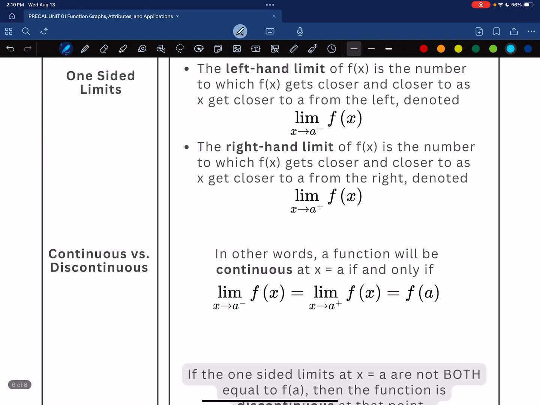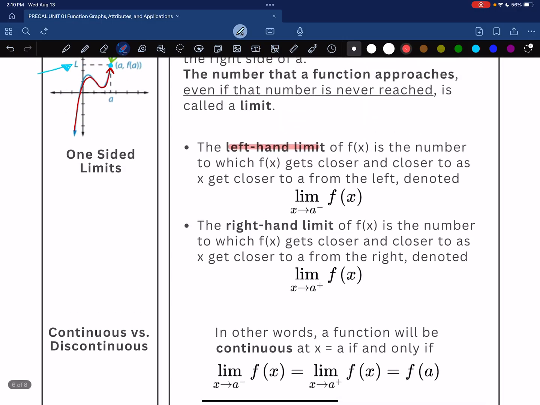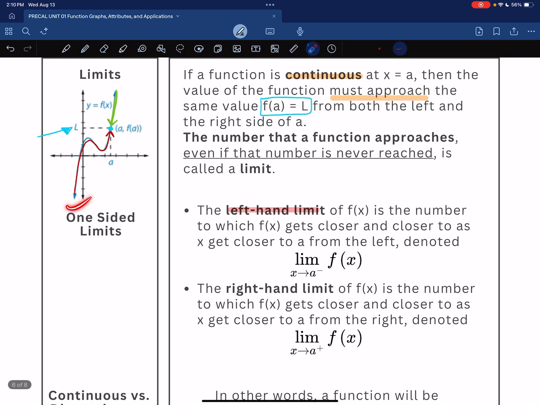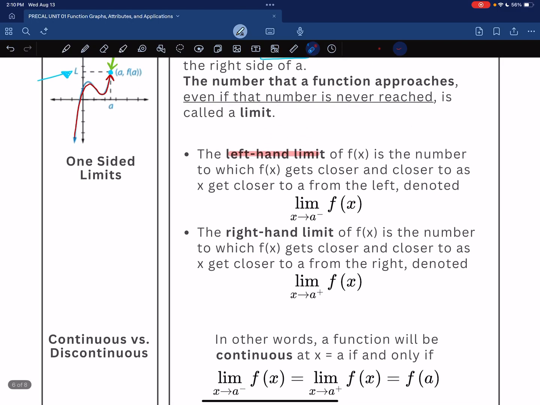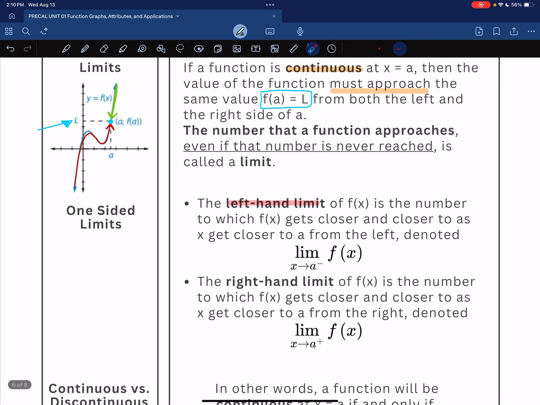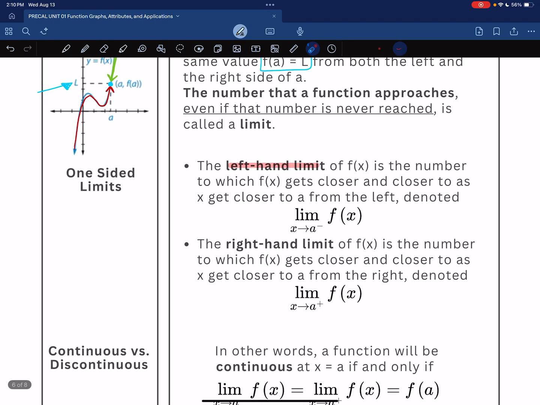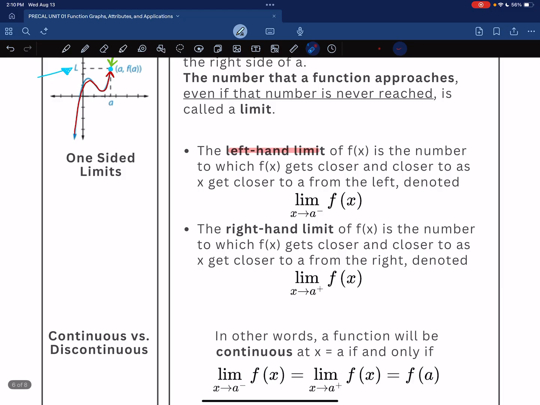We can also just discuss the one-sided limits, and that is just thinking about coming from either the left or the right-hand side, like we see here. Let me highlight this in red. The left-hand limit, which is what we illustrated up above in our diagram in red, the left-hand limit of f of x is the number to which f of x gets closer and closer as we move towards that value from the left. So if we're traveling from the left, then that is our left-hand limit.